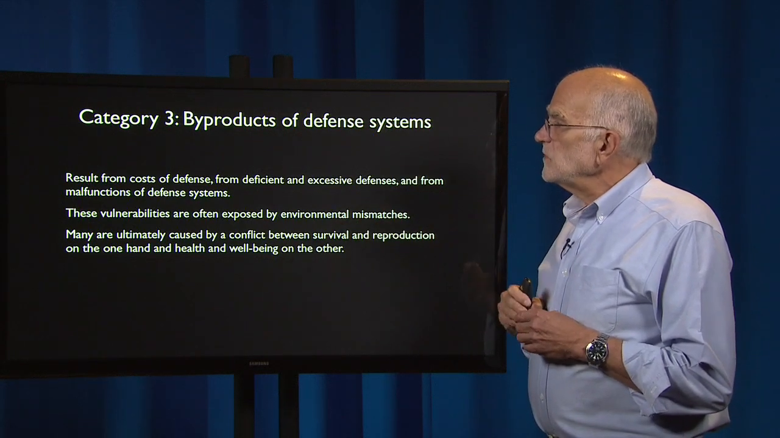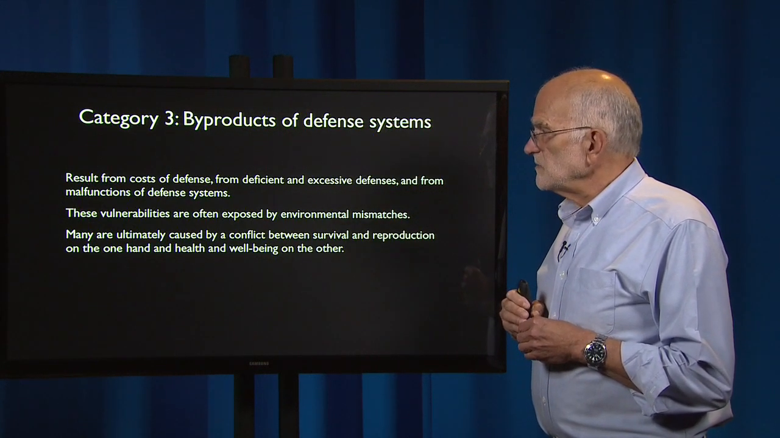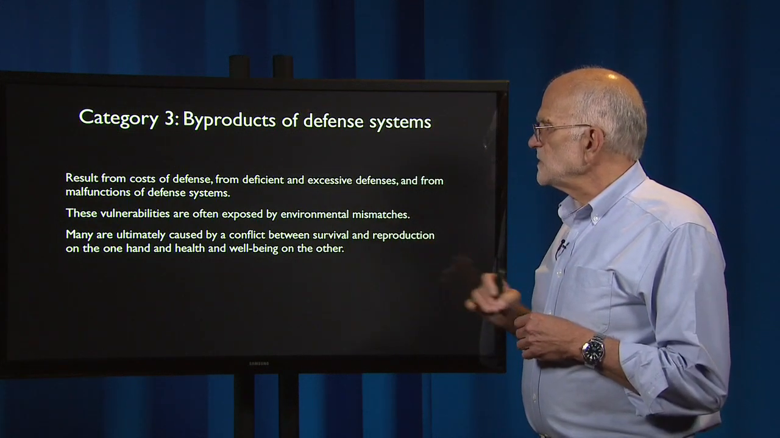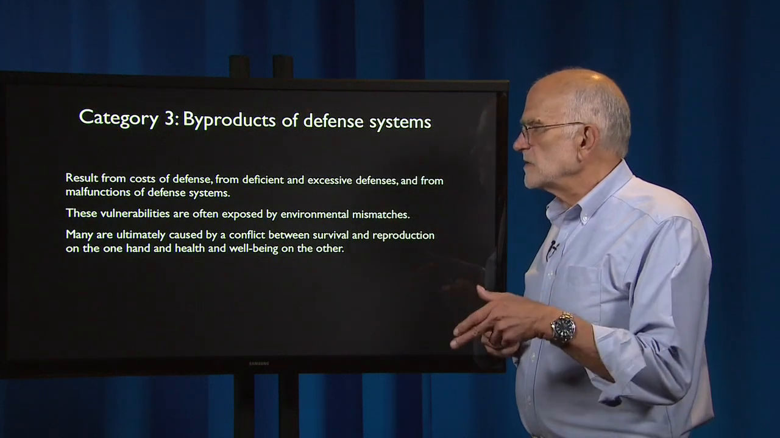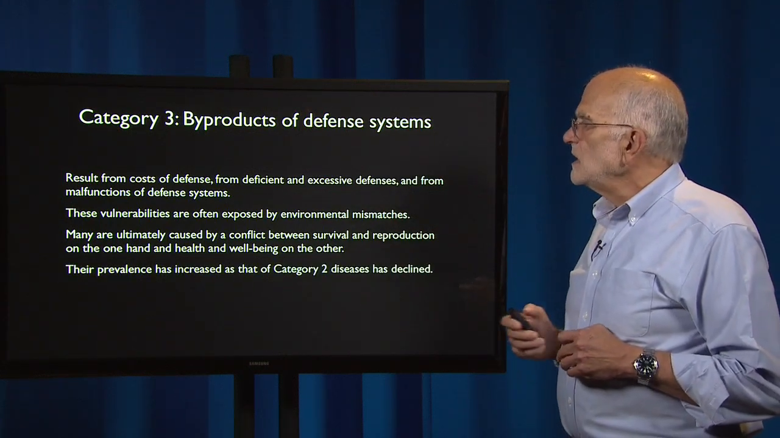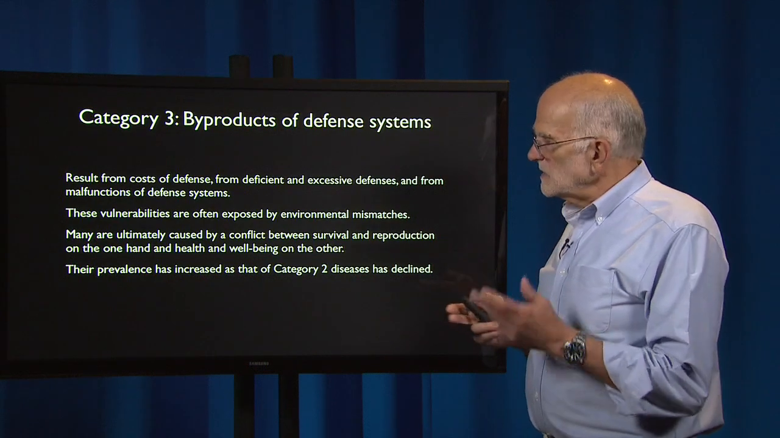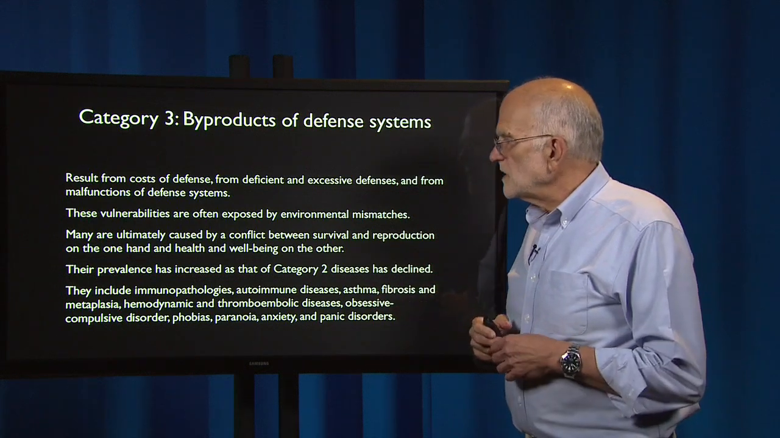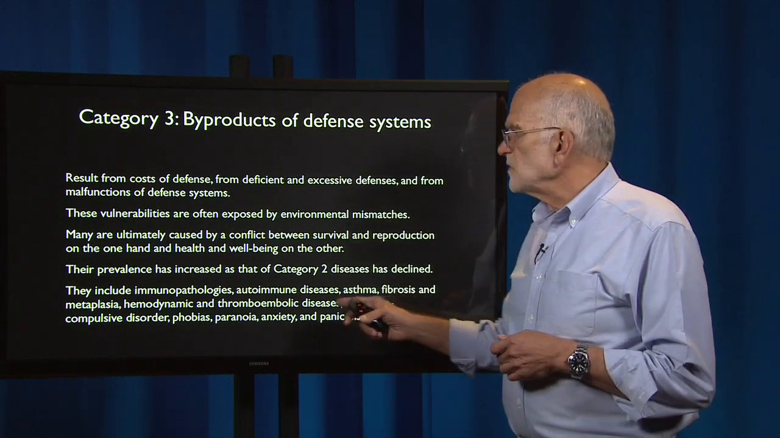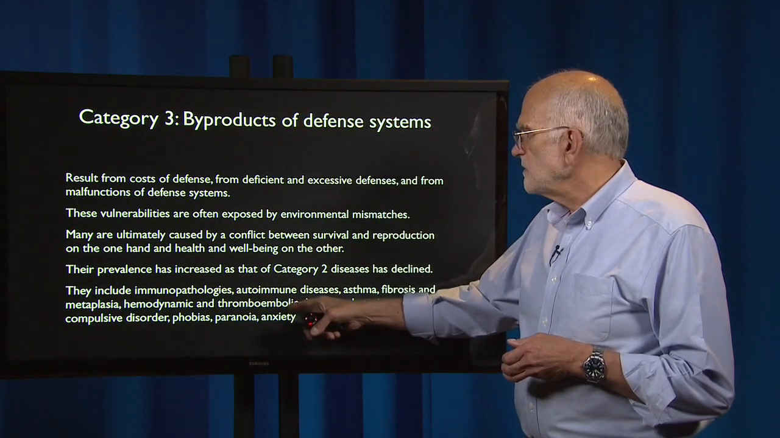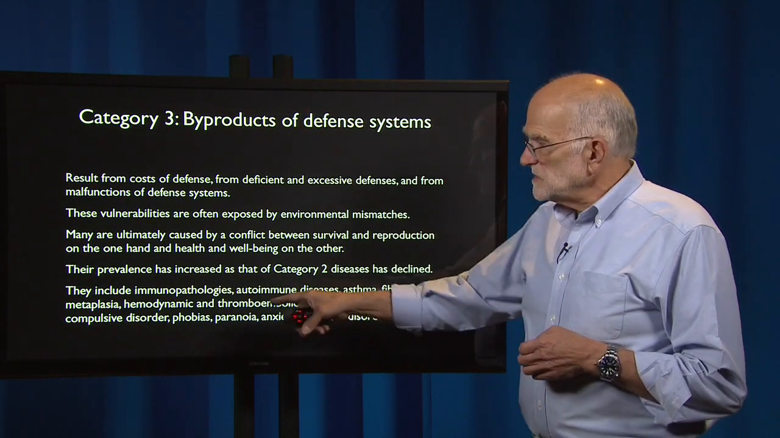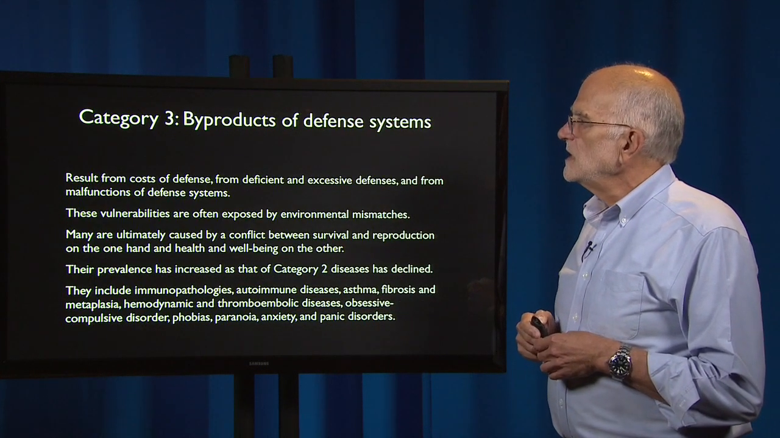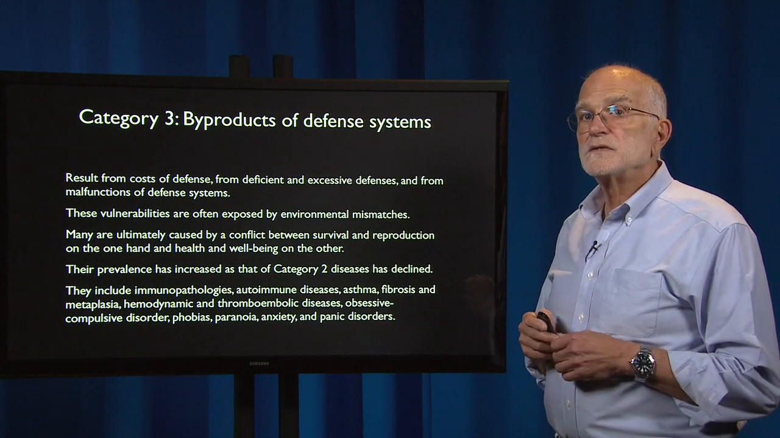So these are vulnerabilities often exposed by environmental mismatches. Many of them are ultimately caused evolutionarily by a conflict between survival and reproduction on the one hand and health and well-being on the other. Their prevalence has increased as that of the Category 2 environmental diseases has declined, and they include immunopathologies, autoimmune diseases, asthma, fibrosis, metaplasia, hemodynamic and thromboembolic diseases, obsessive-compulsive disorder, phobias, paranoia, anxiety, and panic disorders. All these can be seen as byproducts of defense systems.